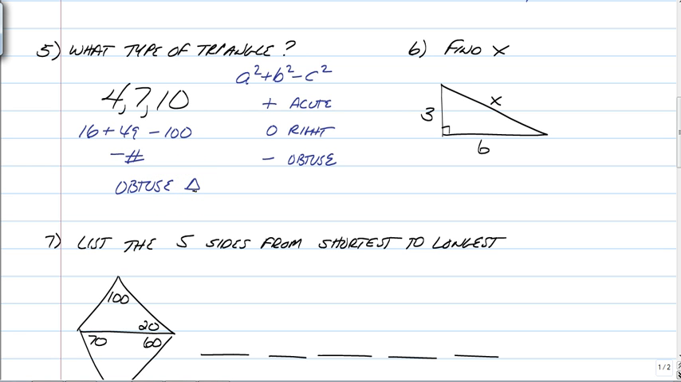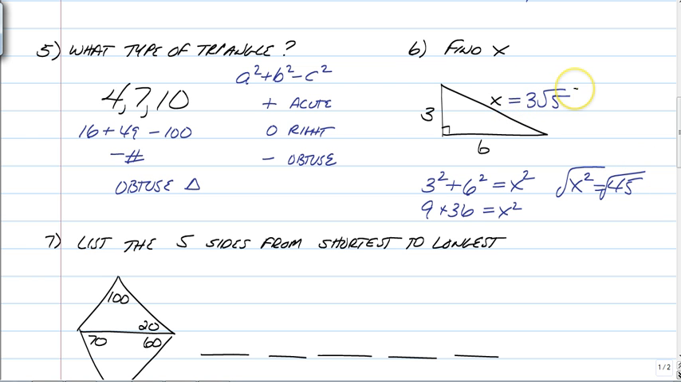Number 6, that's just a Pythagorean theorem. So if you have two sides and no angles, don't assume it's a special right triangle. It's just the Pythagorean theorem. So this is just 3 squared plus 6 squared is equal to x squared. So 9 plus 36 is equal to x squared. X squared is equal to 45. Square root both sides, and you get x is equal to 3 root 5.